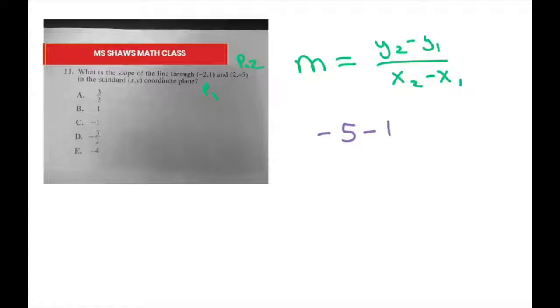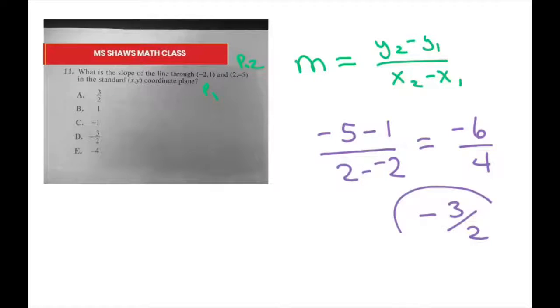They want to know the slope of this line, or these 2 points. So don't forget your slope formula. Doesn't matter which point you call which, so I'll just do my y's. I'll call this one point 2, this one point 1. So y sub 2 is negative 5 minus 1. And then we have 2 minus a negative 2. So that's negative 6 over 4, which is negative 3 over 2, which is D.